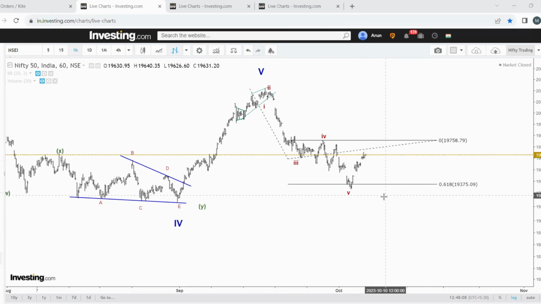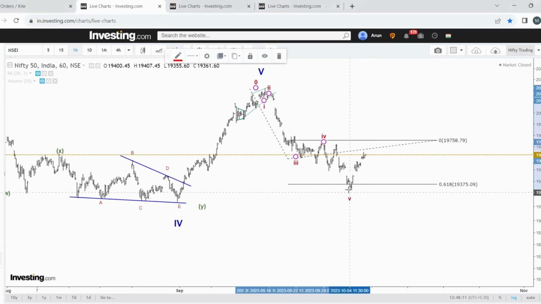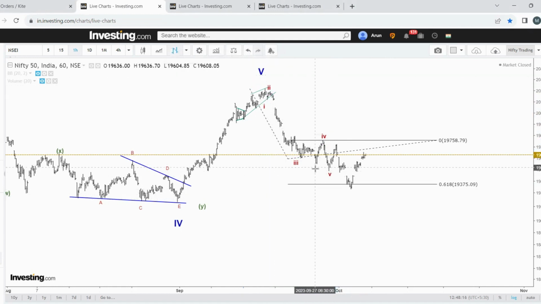Today, 6th October, Nifty is trading around 19,631. Last week, we expected that the fifth wave of wave A had ended at this point, and we could expect a bounce. This is what we discussed last week. We also informed that to confirm the bounce, the price should make or cross above this level. But the price did not cross it and fell down.